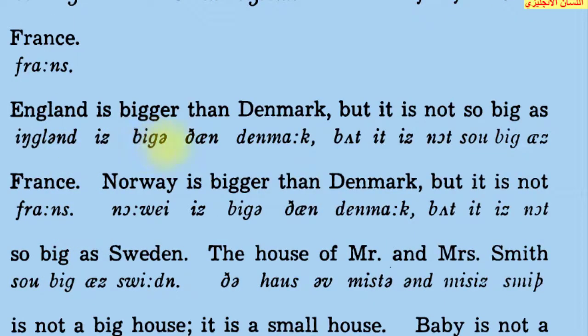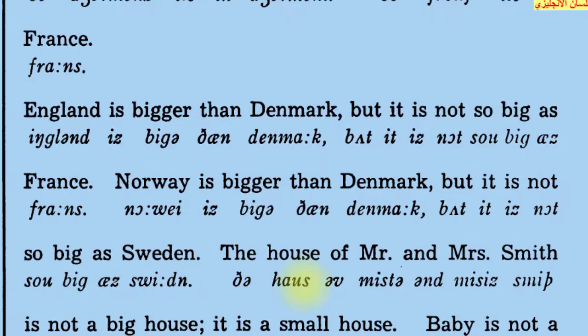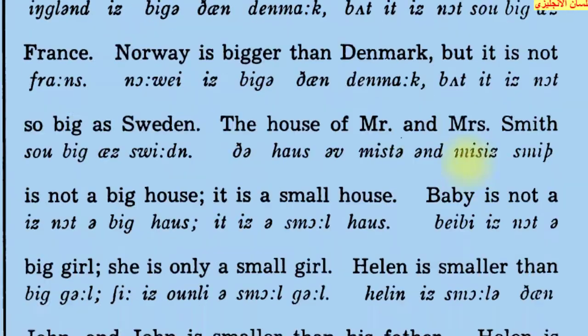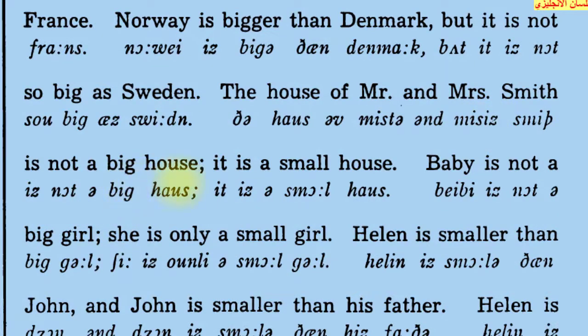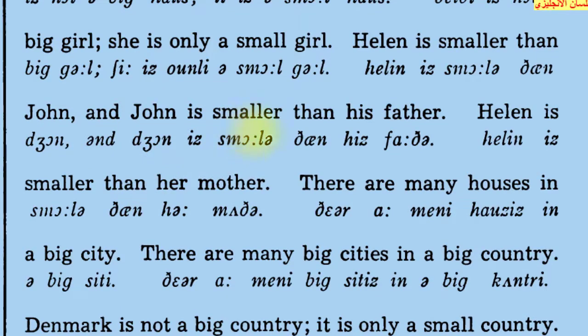England is bigger than Denmark, but it is not so big as France. Norway is bigger than Denmark, but it's not so big as Sweden. The house of Mr. and Mrs. Smith is not a big house. It is a small house. Baby is not a big girl. She's only a small girl. Helen is smaller than John, and John is smaller than his father. Helen is smaller than her mother.